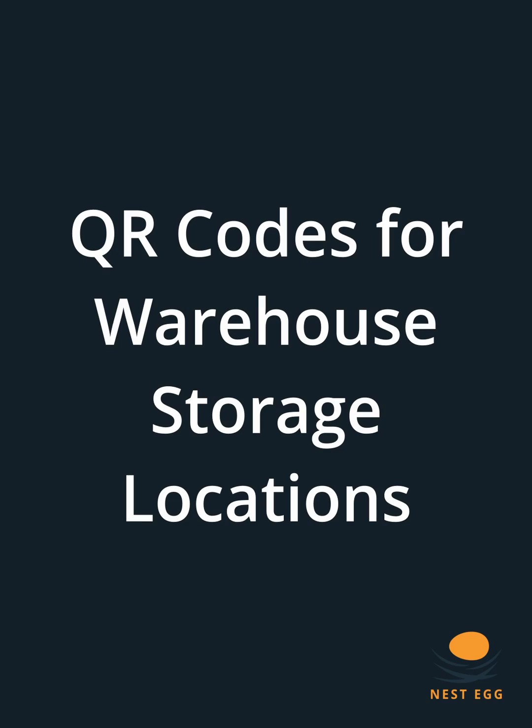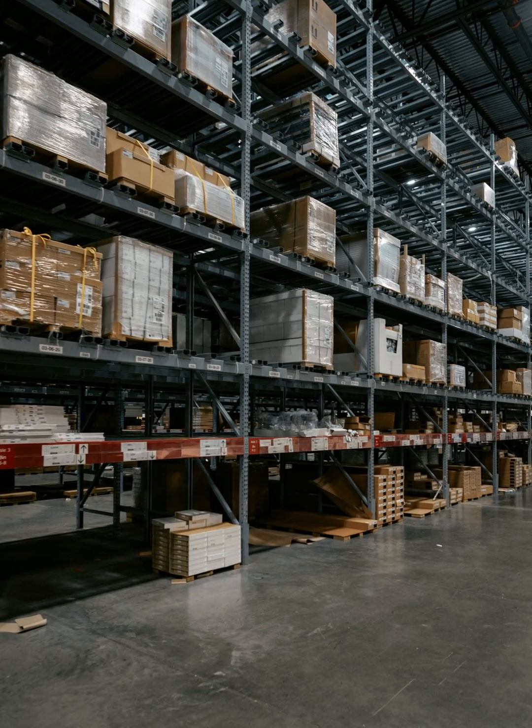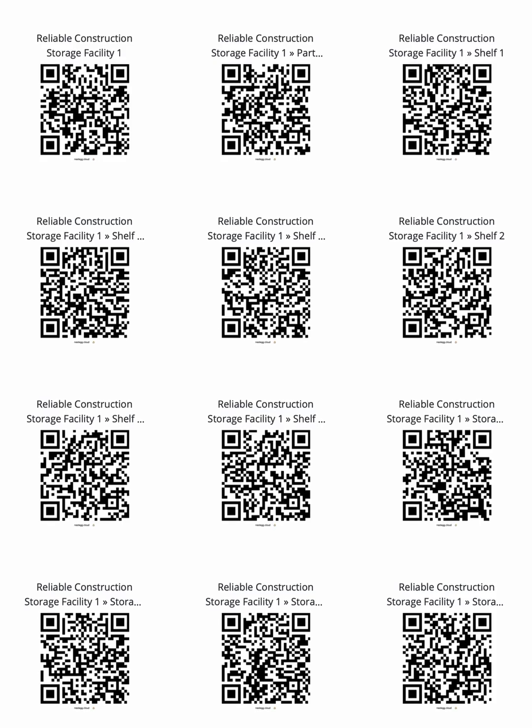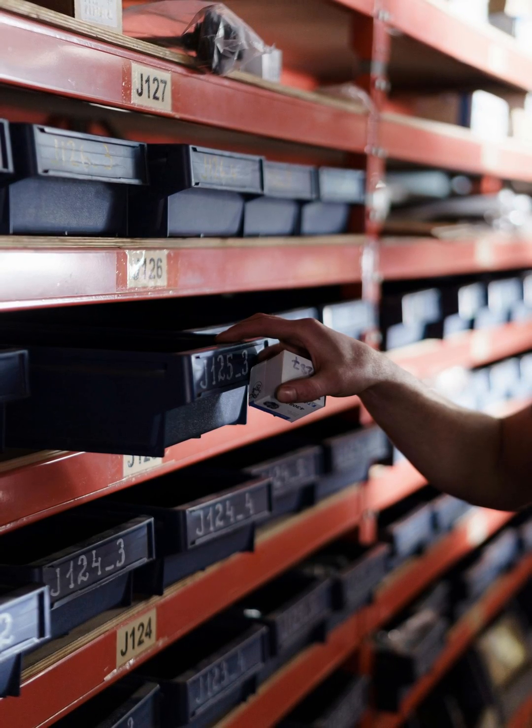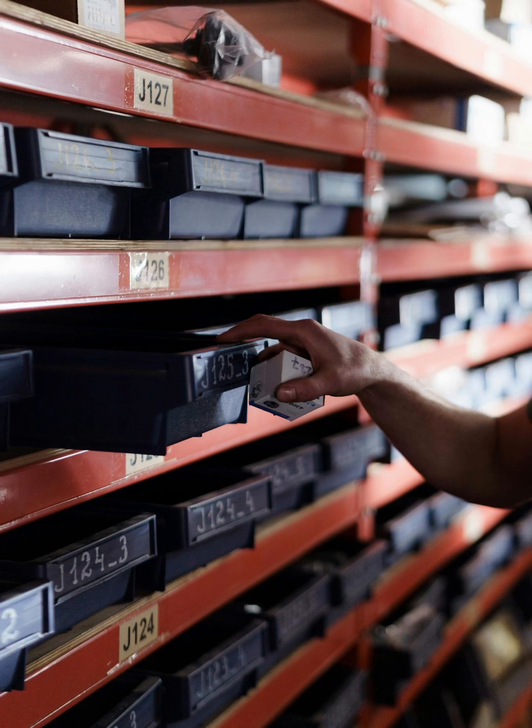QR codes simplify the task of managing your warehouse tremendously. With QR codes on your storage system, which may include shelves, racks, and bins, your team can keep track of what's stored where and in what quantity.